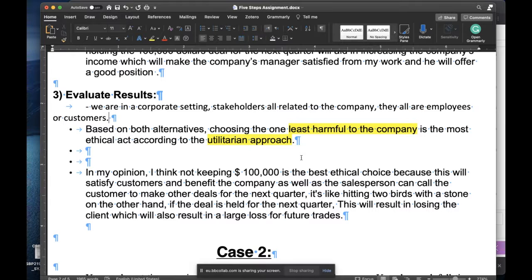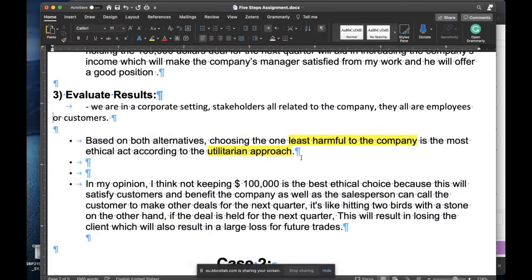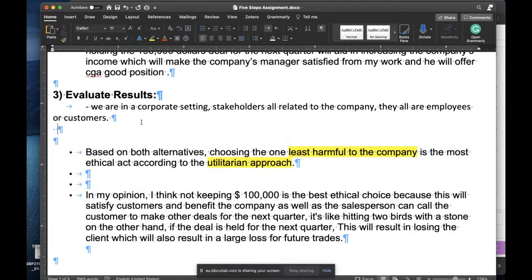Good. Just bear in mind that common good is usually reserved for society, but yes, that's good. So in this case, if you choose the common good approach, the company is the small society here. Okay, common good approach. And then what would happen? I think not keeping the $100,000 is the best ethical choice.